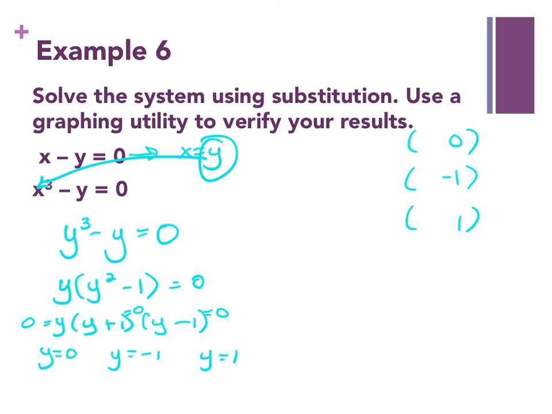And again, I could plug it into the top. I could plug it in here. I could plug it in here, or I could plug it in here, which is the easiest because we already solved it for the other variable. So if x equals y and y is 0, then x equals 0. If x equals y and y is -1, then x is -1. And if x equals y and y is 1, then it's 1.